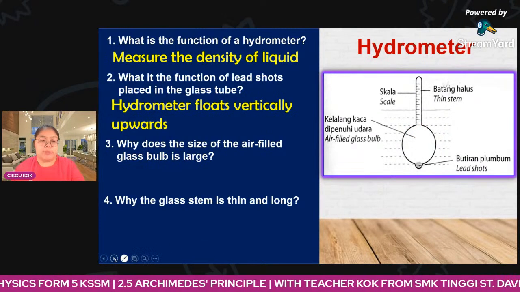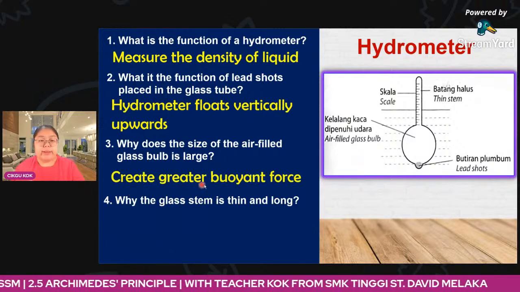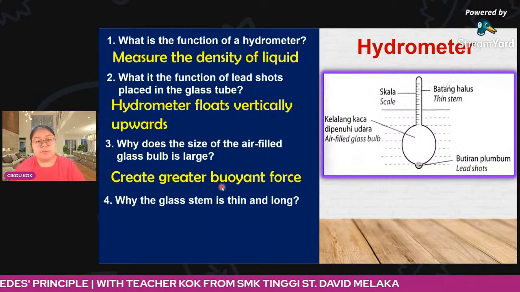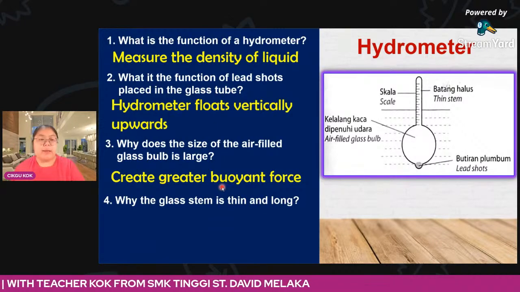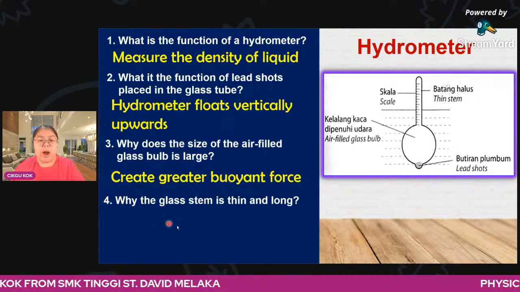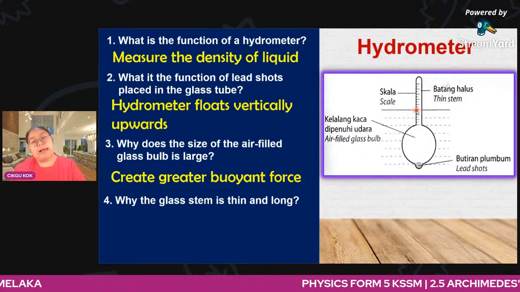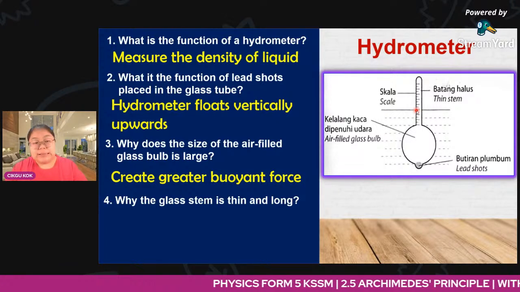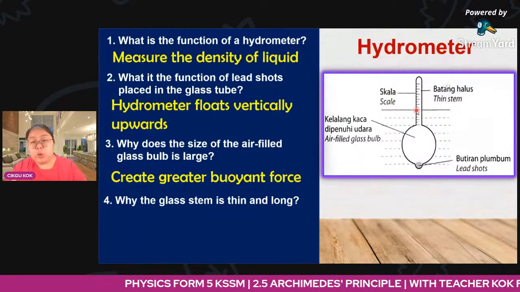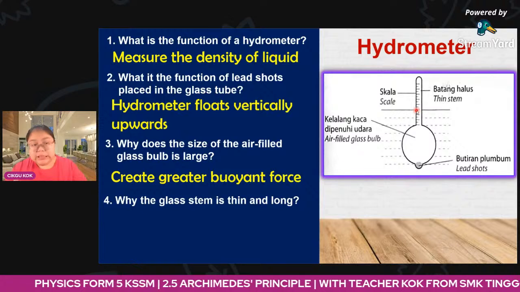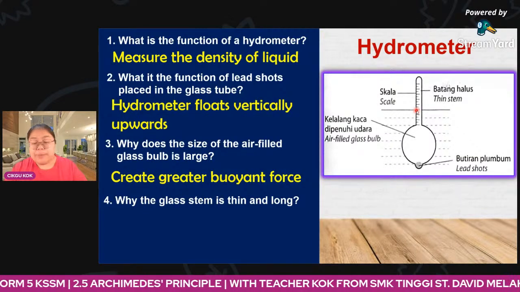Okay, now they explain for you. Create a larger buoyant force because it displaces more volume. Okay, and the last one, why is the glass stem thin and also longer? The glass stem you need to design thinner and longer. That's why it can show the smallest reading of the division. The scale can be made the smallest.